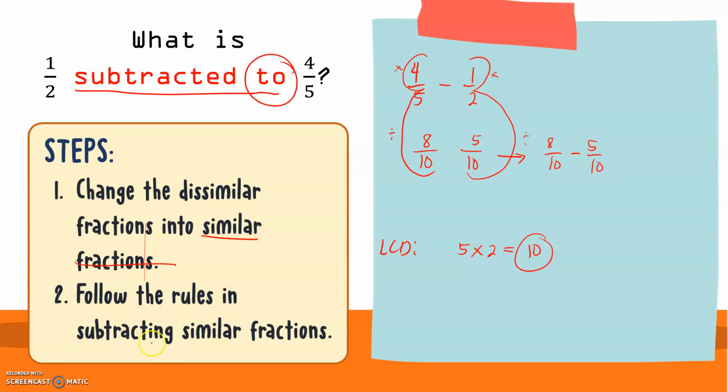Then we follow the rules in subtracting similar fractions. Therefore, 8 minus 5 will give us 3. Then we copy 10. That means 8/10 minus 5/10 is equal to 3/10.